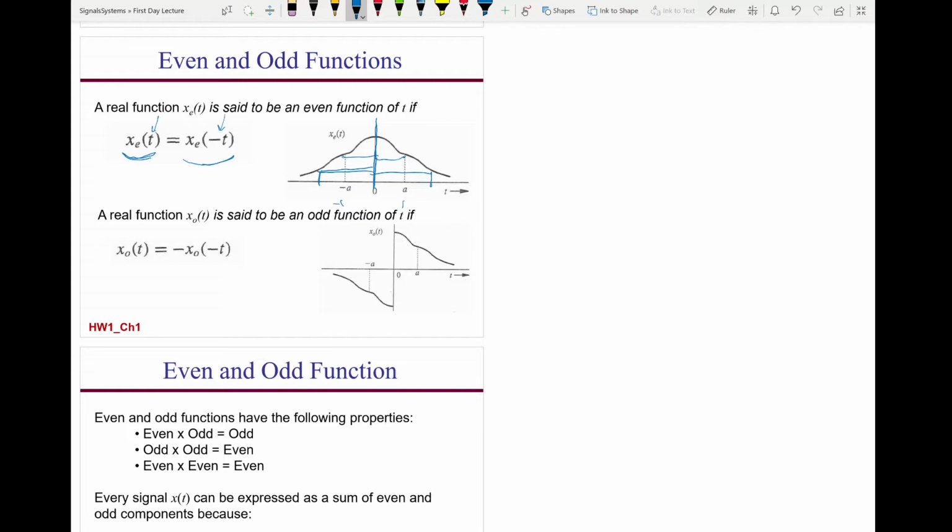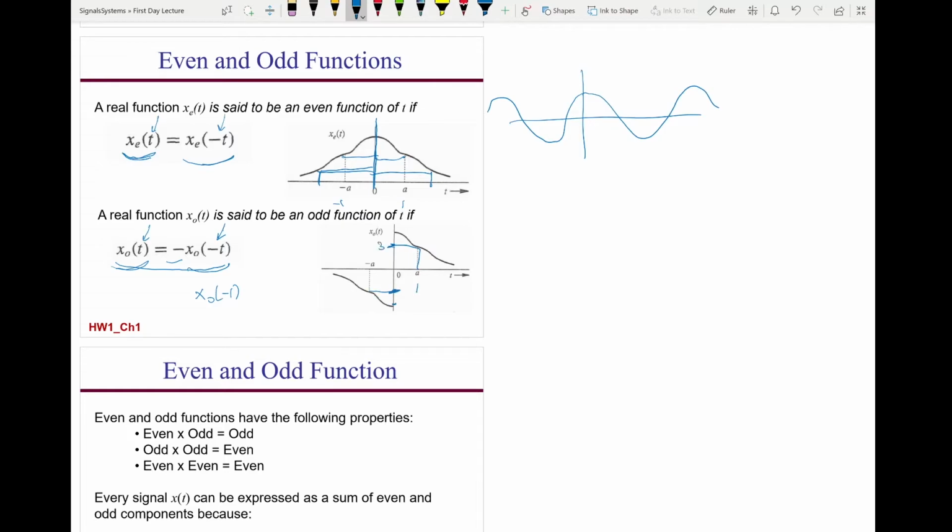A cosine function is an even function, because if you plot a cosine function, it looks like this. That's an even function. Now an odd function is determined by this equation, which basically says the value of the function at t equals negative the value of the function at minus t. So if this is the function, if a is 1, if that's the value, then x of minus 1 will be the negative of this value, which is here.